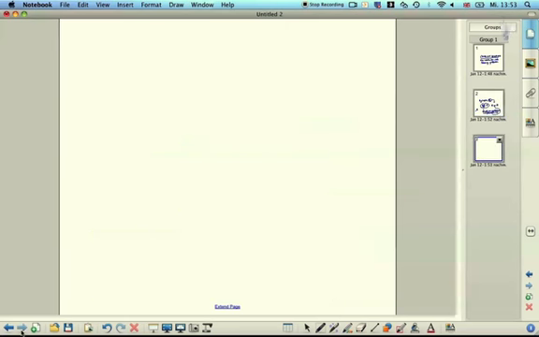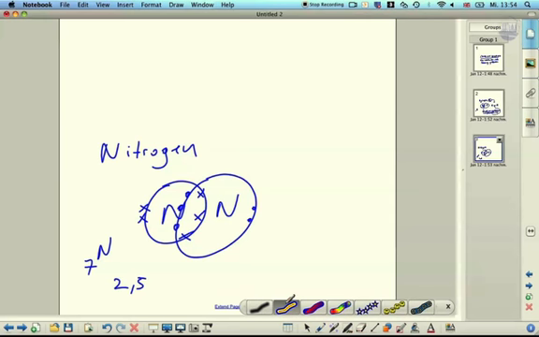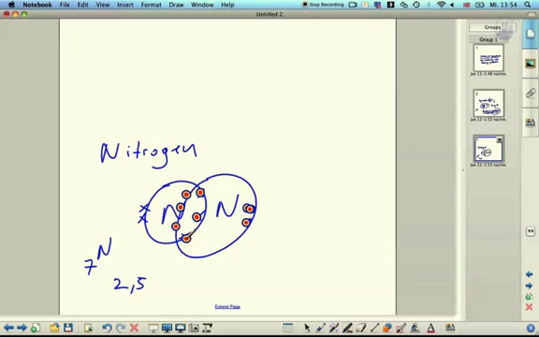Okay, let's do some slightly harder ones. Nitrogen. Well, nitrogen is in group 5, its atomic number is 7, so that means its electronic structure is 2,5. Because of that, it has 5 electrons in its outer shell. It needs 8. So along comes another nitrogen atom, and it also has 5 electrons in its outer shell. Round about this nitrogen shell, you can see 1, 2, 3, 4, 5, 6, 7, 8 electrons. And round about this nitrogen here, 1, 2, 3, 4, 5, 6, 7, 8 electrons.